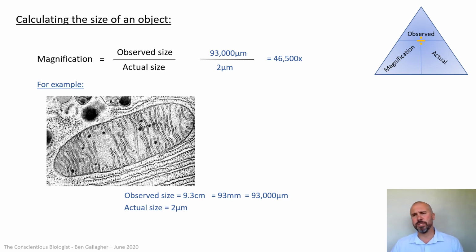What if I wanted the actual size? Well, if I wanted the actual size, then I just look to what I've got on the other two. It's still observed at the top, and now that's observed divided by magnification. So if I observed something that's 10 centimeters, and I know that's been magnified 40 times, then it's 10 divided by 40. That would give me the size of the image.